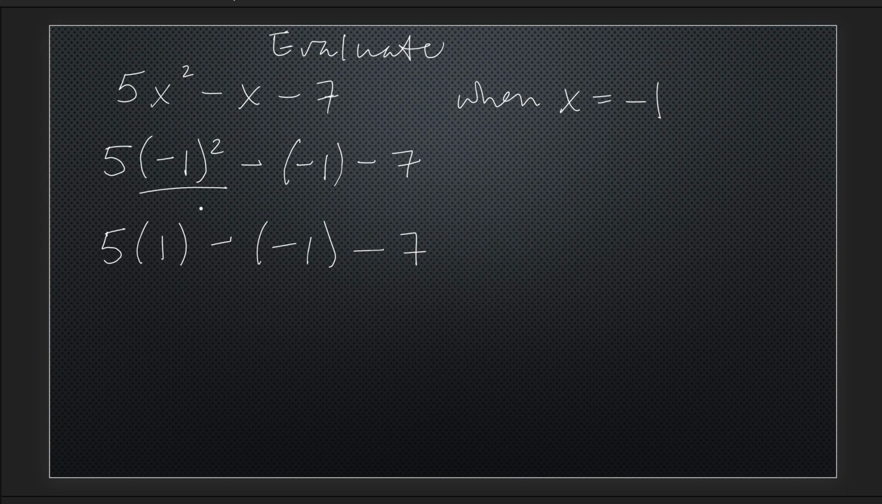Now we can do a couple things maybe at the same time. So multiplication makes this a 5. When you have two signs next to each other, negative and negative, a plus wins. So we have 5 plus 1 minus 7. So this will make 6 minus 7. And then the answer is negative 1. Ironically, even though we're given the value of x is negative 1, the whole expression just happened to work out to negative 1.